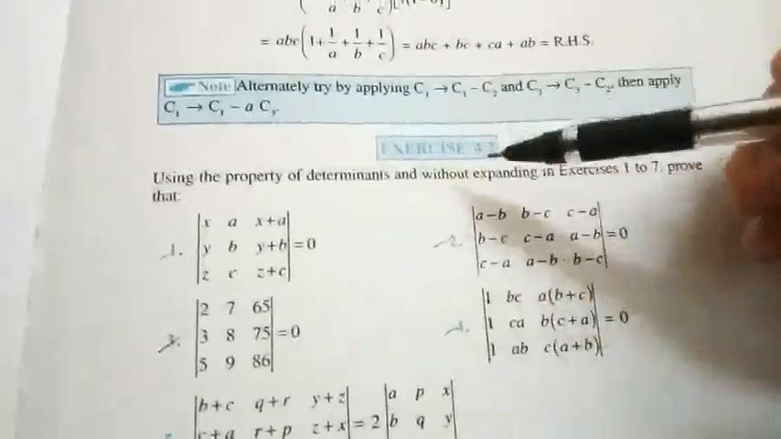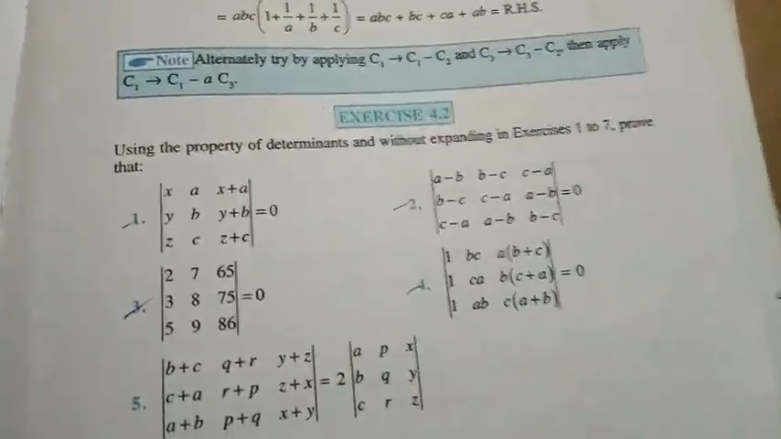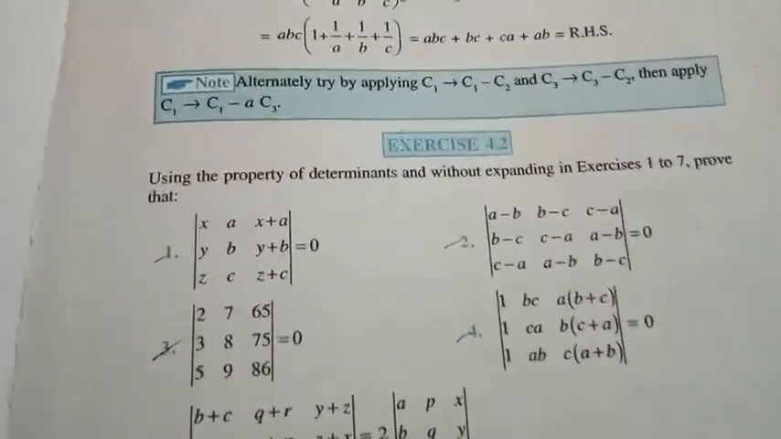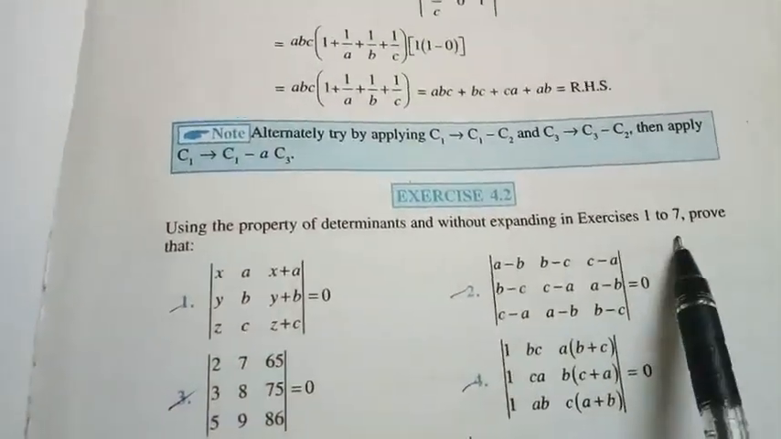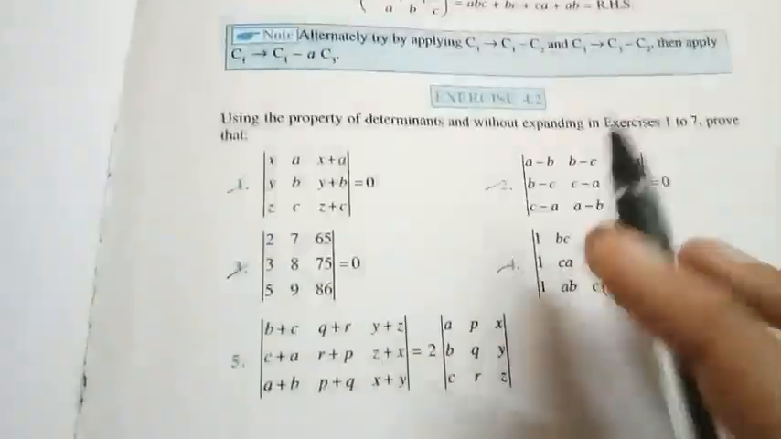Let us move to exercise 4.2. We have come across the properties of the determinants. In exercise 4.2, the first task is using the properties of the determinants without expanding. We need to prove up to 7 questions. So here are a few questions.